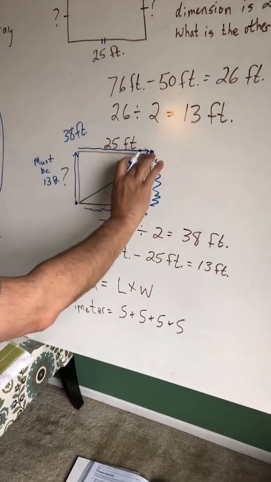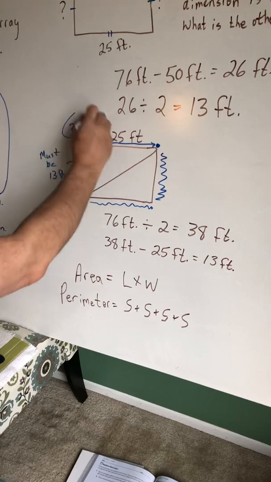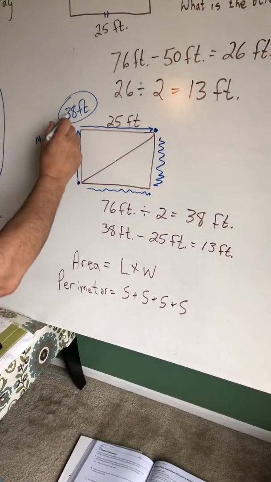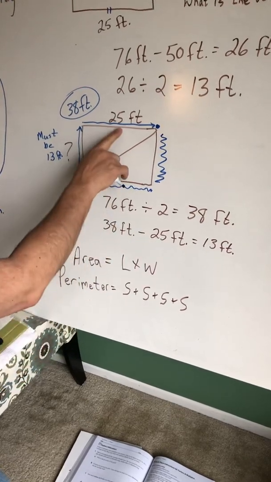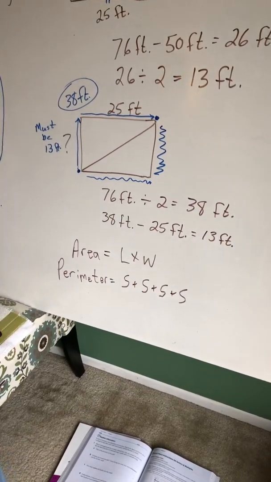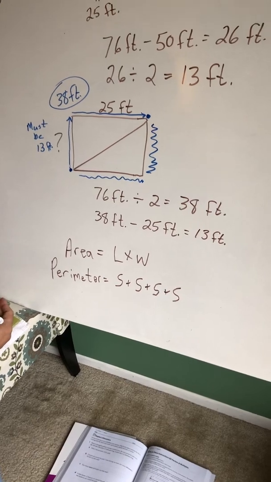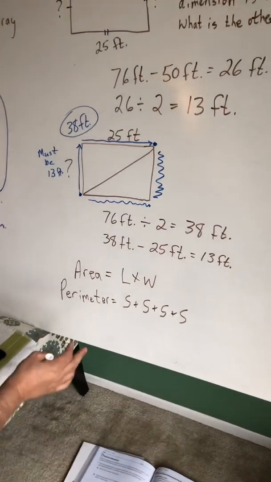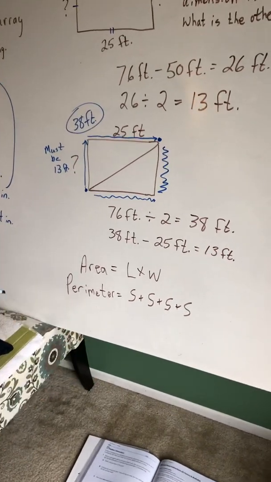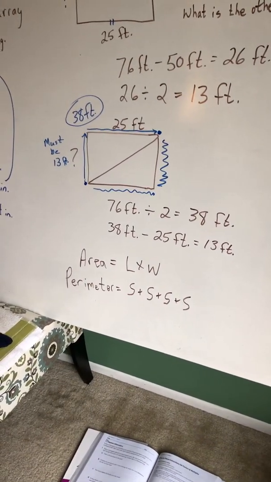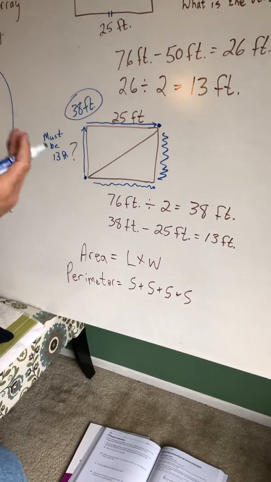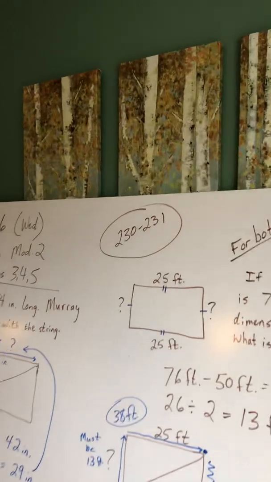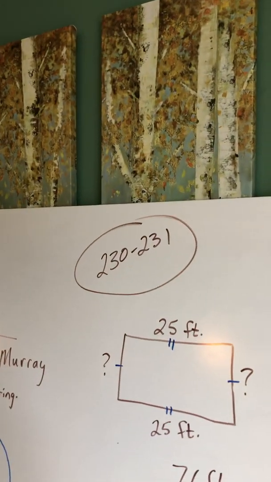So from here to here, I put it right here, is 38 feet, okay? So 38 feet minus 25 feet means this is 13, it's got to be 13 feet, okay? So that's another way of doing it. I don't know which one is more fun, but try them both. On page 230 and 231, you have some examples to try, okay?